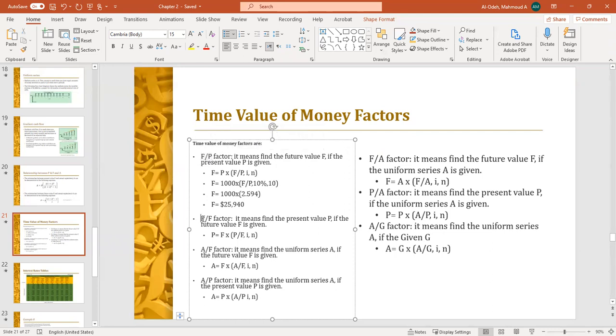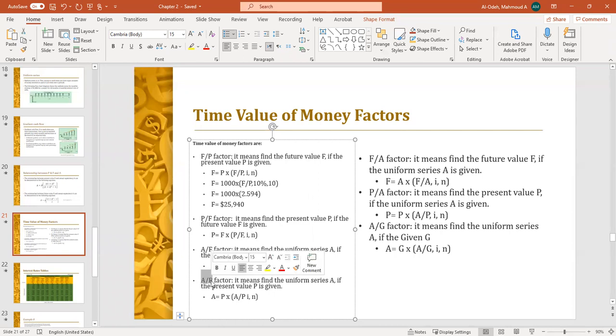Another factor that we will be using is the P over F factor. Again, this is another factor. It's not a division, don't divide anything. It's find P if F is given. The next factor would be A over F, which means find A if F is given. Next would be A over P, find A if P is given. Again, this is not a division.